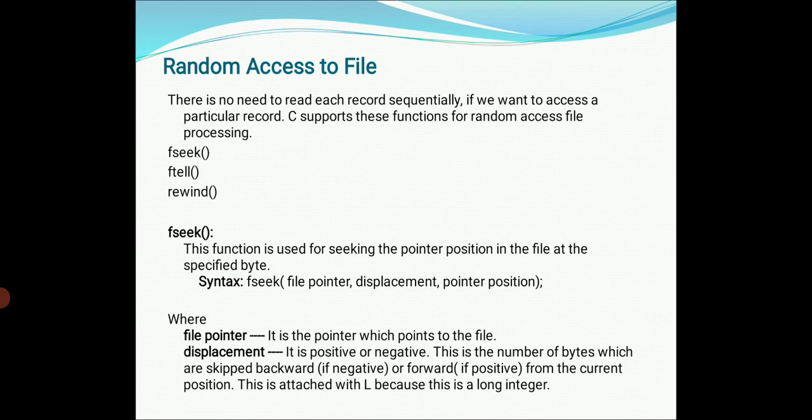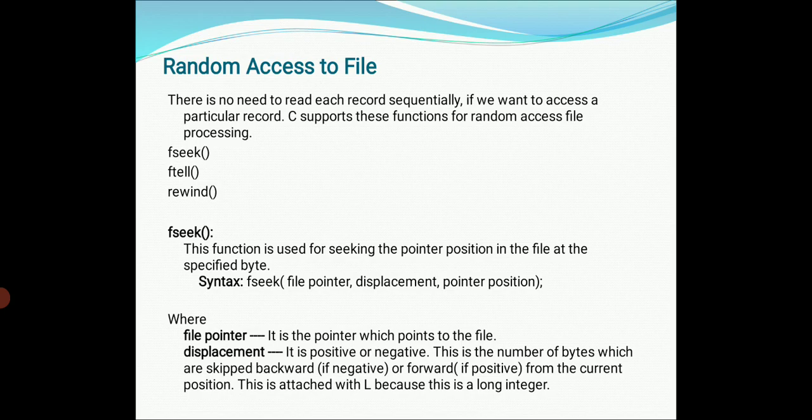Then the next concept is random access to file. Random means we can choose any file on the secondary storage devices, so there is no need to read each record sequentially. If we want to access particular data, we can choose it randomly. So we can call it random access to file.